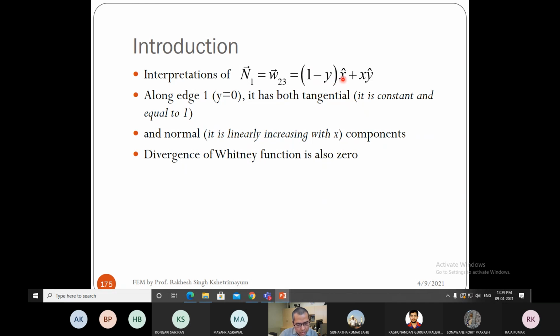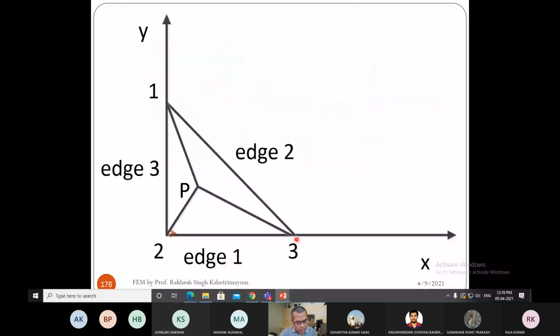So it is tangential along the S. S1 is along the x-axis. So this portion is going to be tangential along the x-axis and it is having constant value of 1. And it is also normal to the y-axis. It is linearly increasing with x component. This is normal, no? x y hat is normal to the S along the x-axis. So let's look at it. That means along the S1, it is slowly increasing like this.